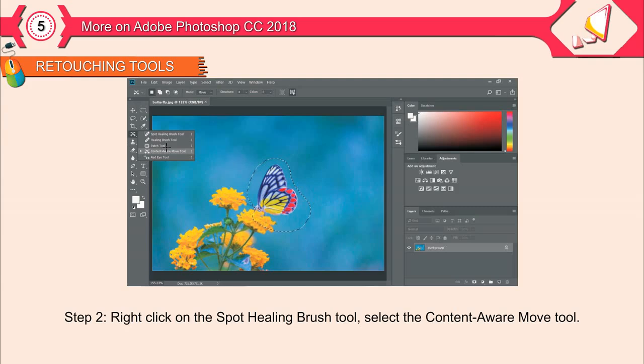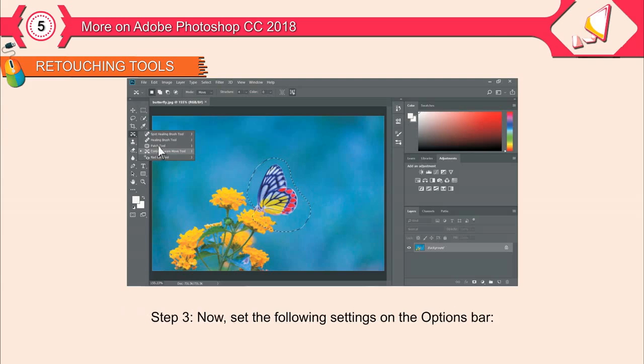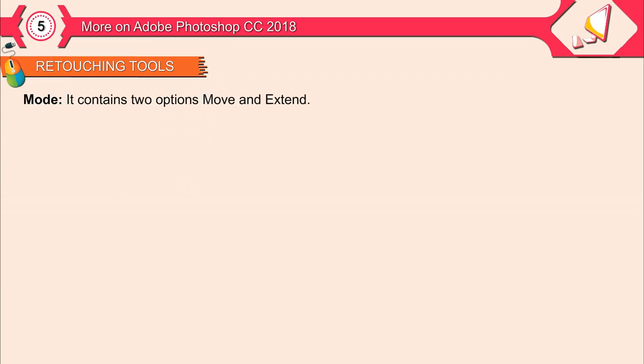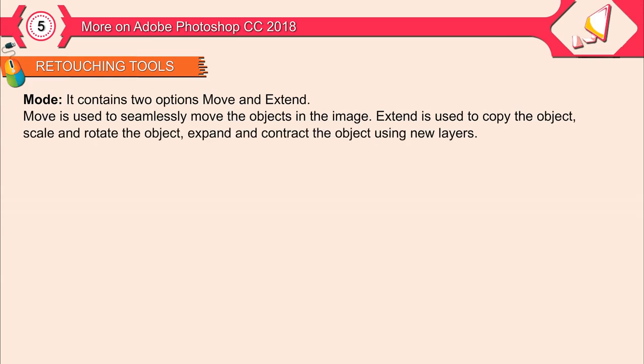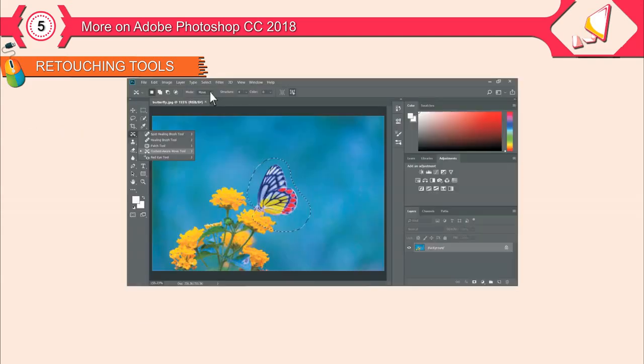Step 2. Right-click on the Spot Healing Brush tool. Select the Content Aware Move tool. Step 3. Now set the following settings on the options bar. Mode. It contains 2 options, Move and Extend. Move is used to seamlessly move the objects in the image. Extend is used to copy the object, scale and rotate the object, expand and contract the object using new layers.